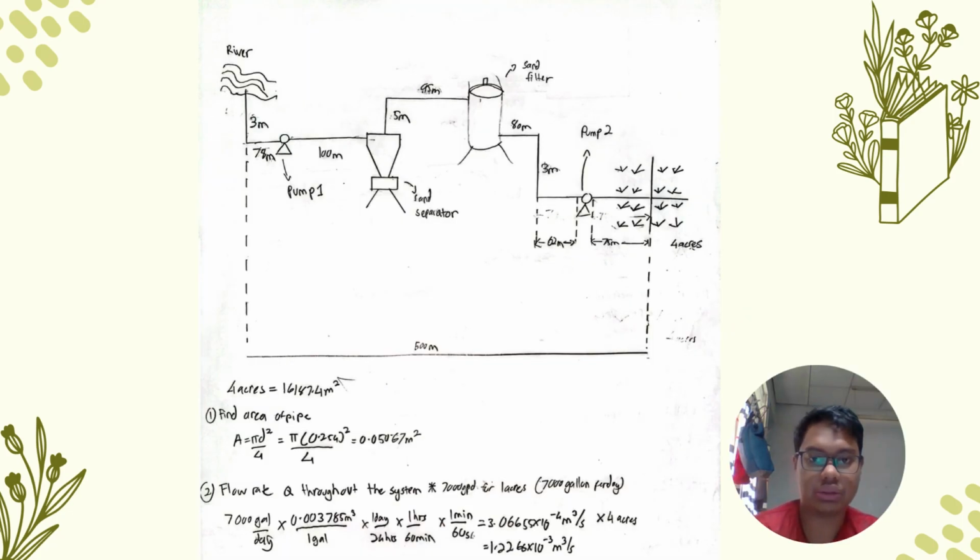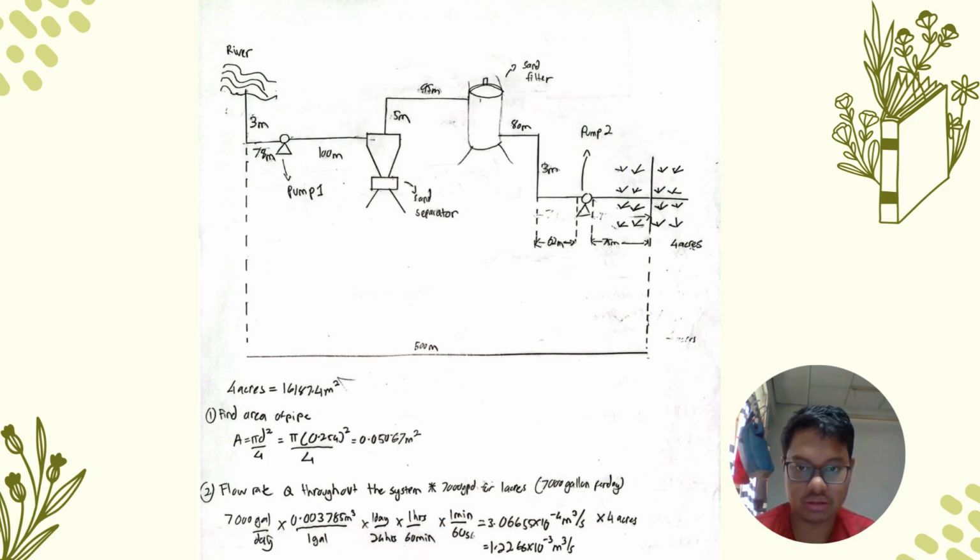So here is our overall planning schematic for the water delivery system to the vegetable farm. The vegetable farm has around 4 acres of land, or close to 16,187.4 meter cube. So we assume the flow rate through the sand filter to pump 2 is 7,000 gallons per day for 1 acre. So we calculate from the sand filter to the vegetable farm pipe first.